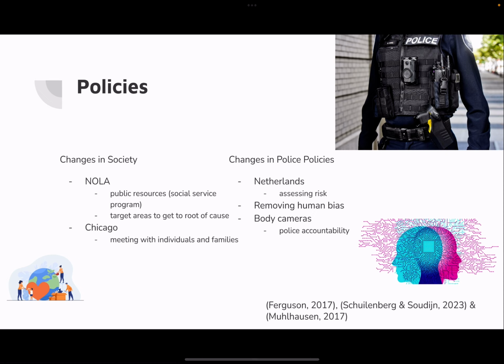Additionally, there are policies that have changed according to big data. In New Orleans, they had the same data brought in by Chicago, but they actually went a different route. The route they took was public service.